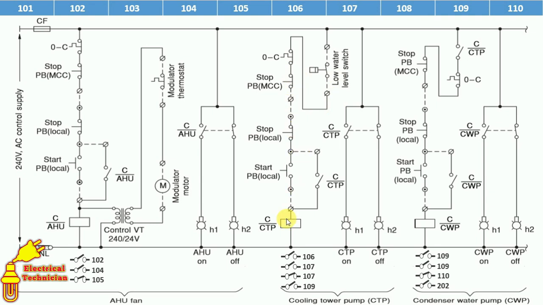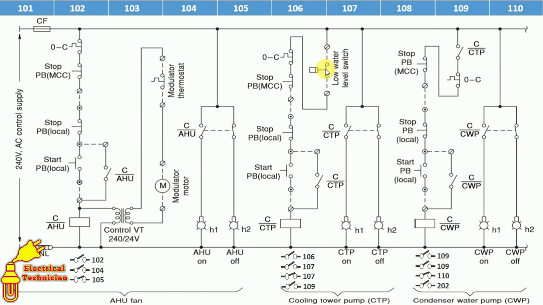This cooling tower pump should turn on only when water level is maintained. So if water level is maintained, then only water pump should be turned on. If water level is not maintained and pump is turned on, then pump may burn out. This is why we will take an interlock here. Which interlock did we take? See here. Low water level switch which is connected here. This is a type of float switch.